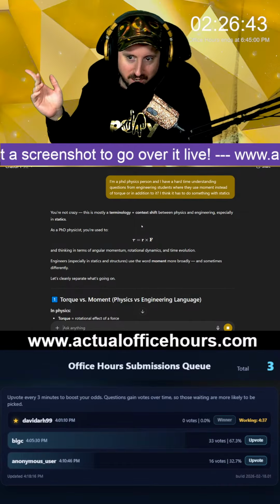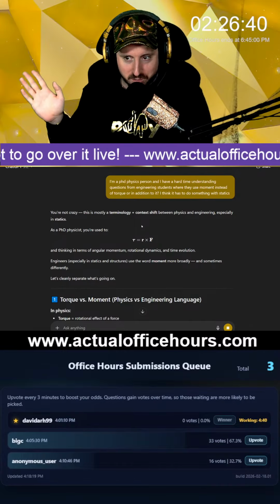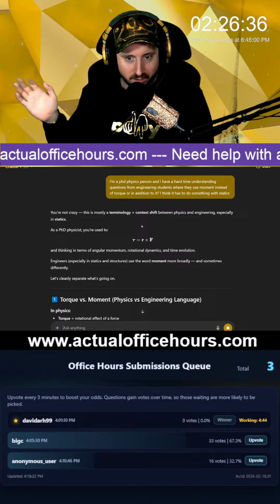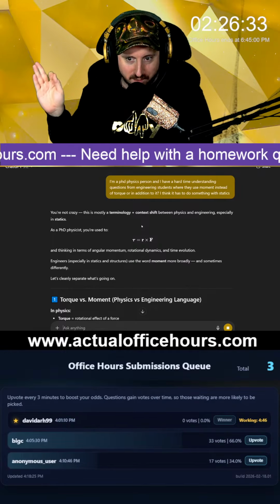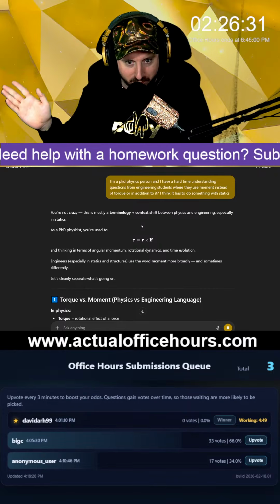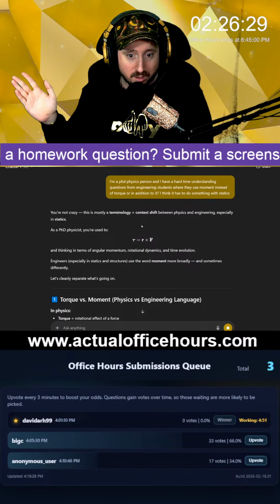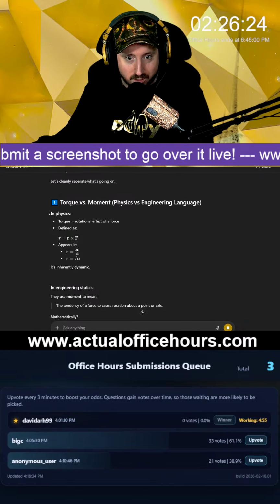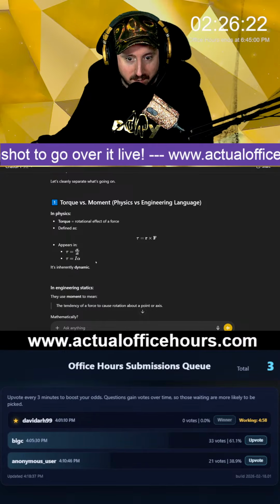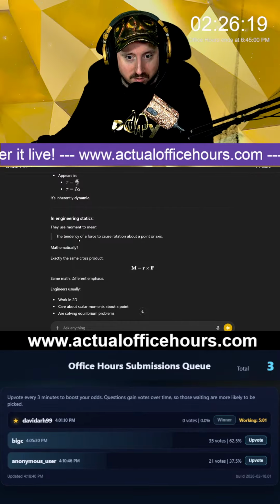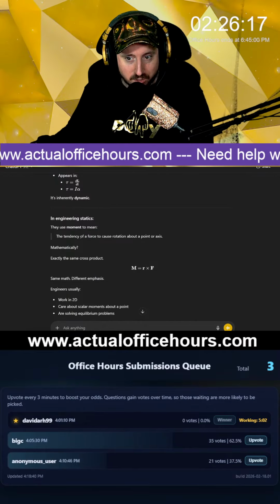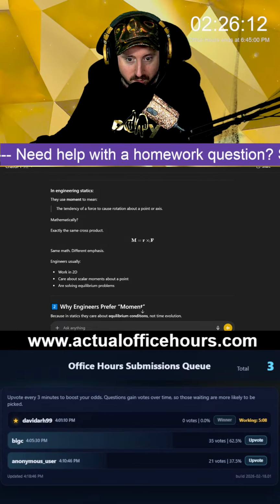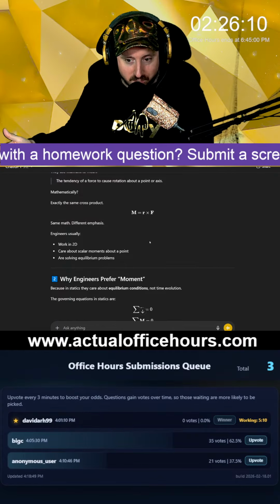This is mostly terminology and a context shift. Agreed. The terminology messes with me. As a PhD physicist, I'm used to torque as R cross F, which we use in terms of angular momentum, rotational dynamics, and time evolution. Engineers use it in statics and structures. So in physics, torque is inherently dynamic. In statics, moment is the tendency of a force to cause rotation around a point or axis. It's the same cross product, so it's still R cross F.